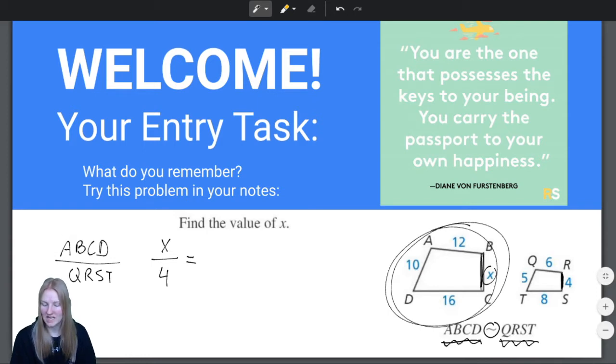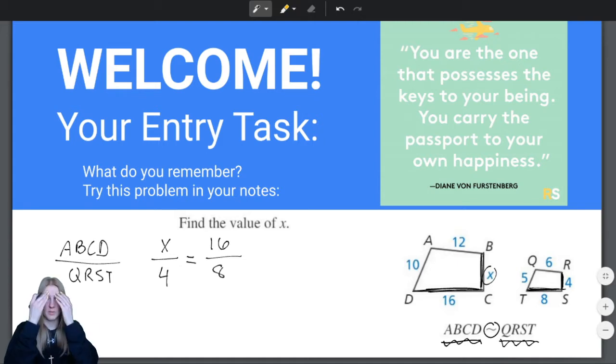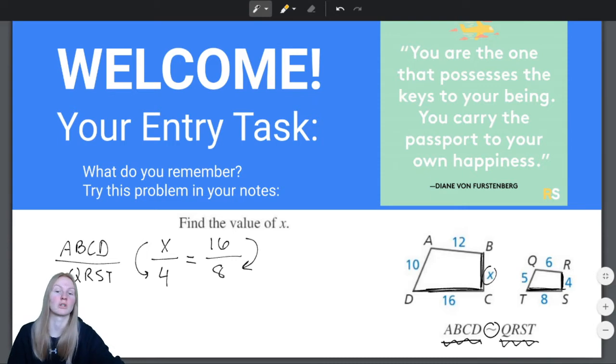So now we're going to pick any other side from quadrilateral ABCD. Do you want the top? Do you want the left? Do you want the bottom? Whatever you want. I'll choose the bottom, which is 16, over the bottom of quadrilateral QRST, which is 8. Now, some of y'all might have noticed right off the bat, wait, 16 is 2 times 8, so x needs to be 2 times 4. You can totally recognize that.